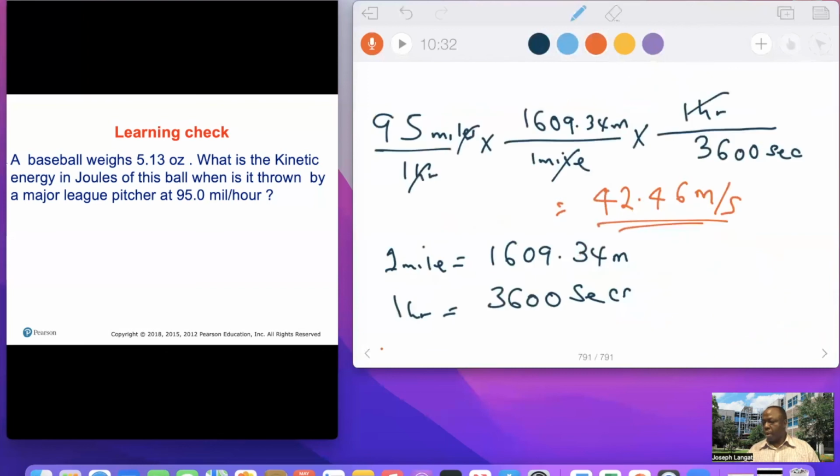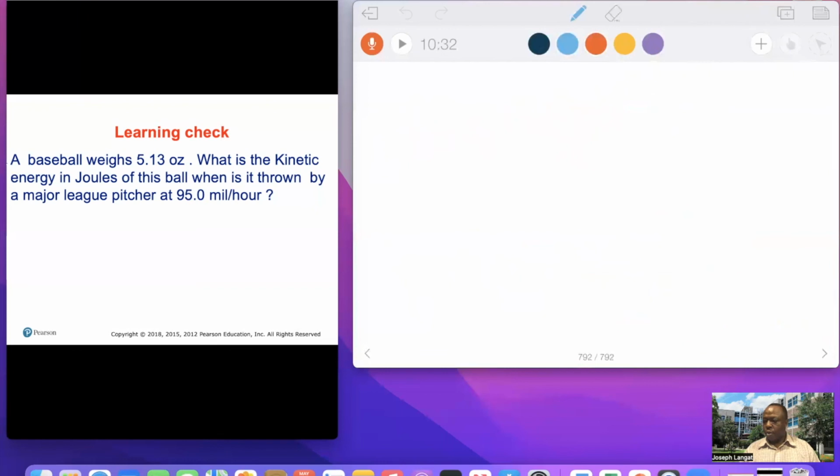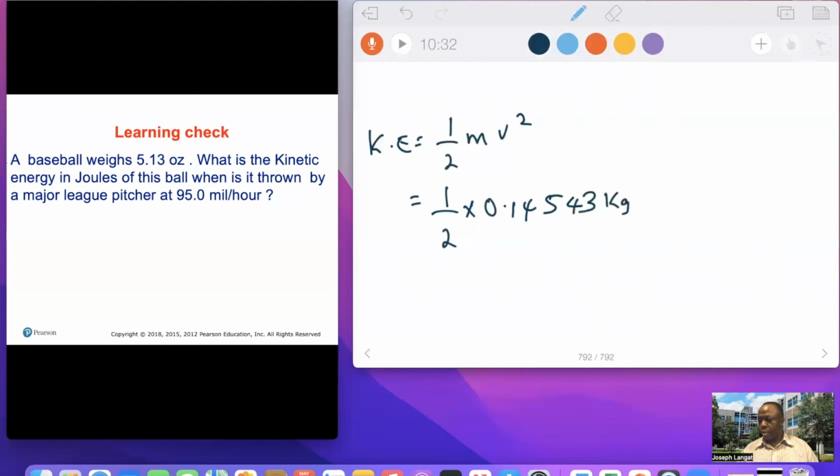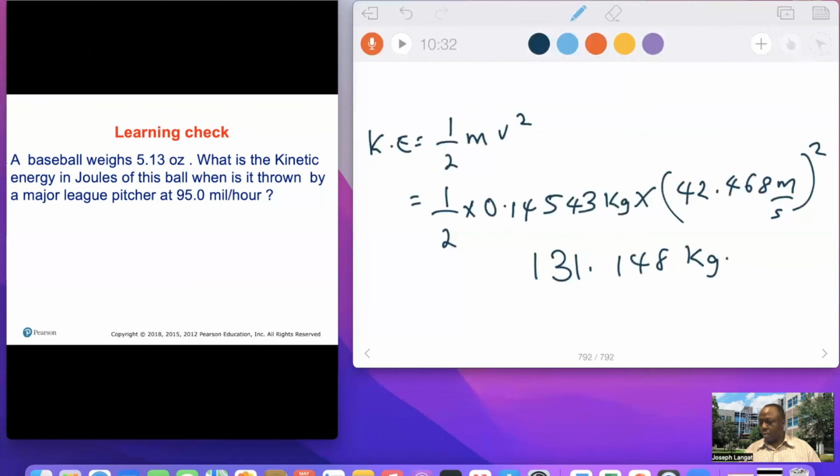So plugging in your equation, kinetic energy is given by a half mv squared, which is a half times the mass, 0.14543 kilogram, times 42.468 meters per second. You square that so that you end up with 131.148 kilogram meter squared per second squared.